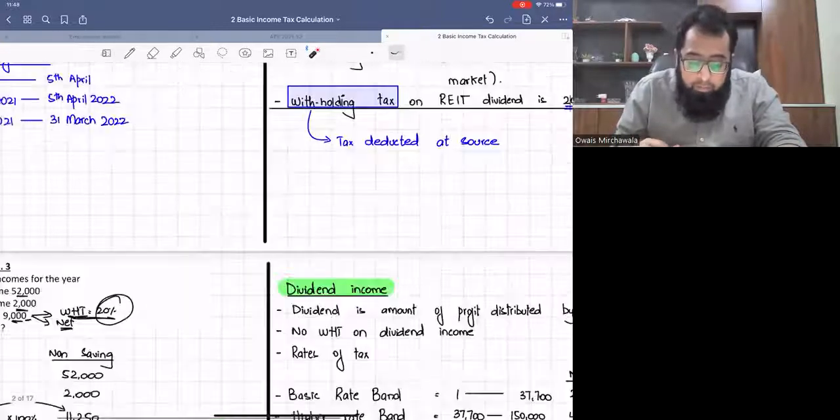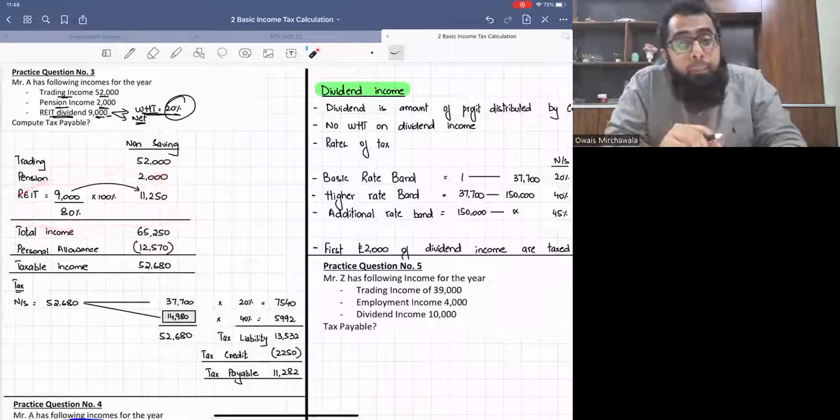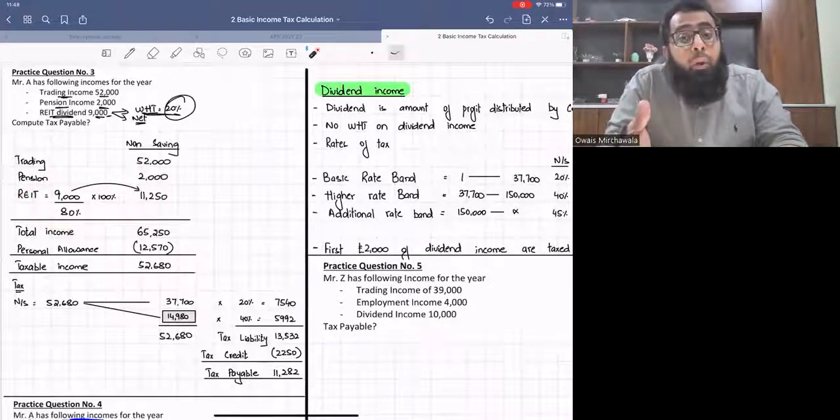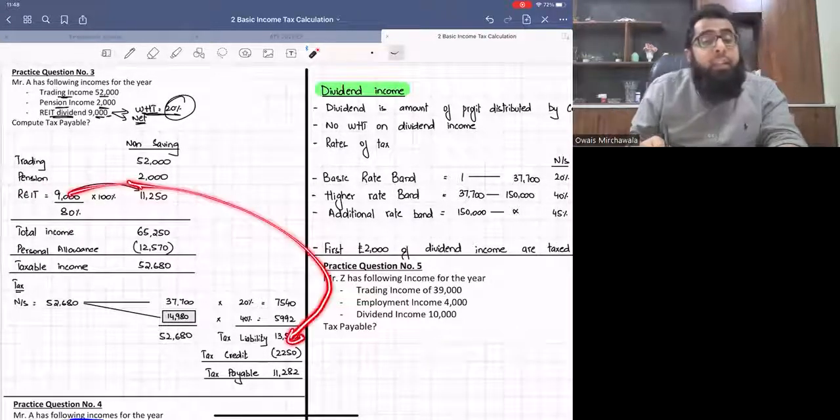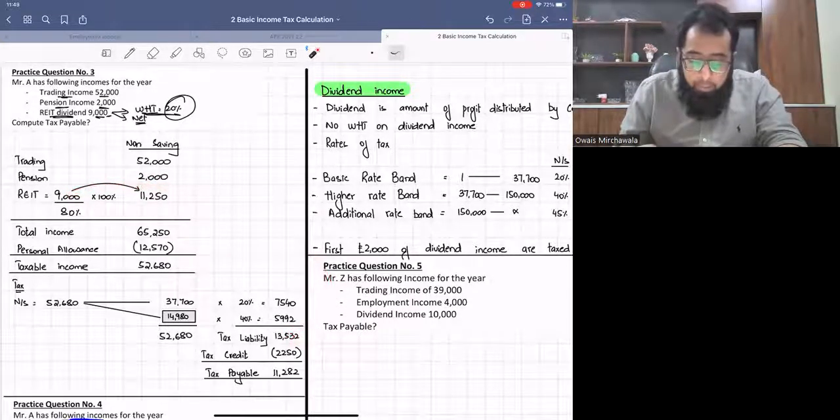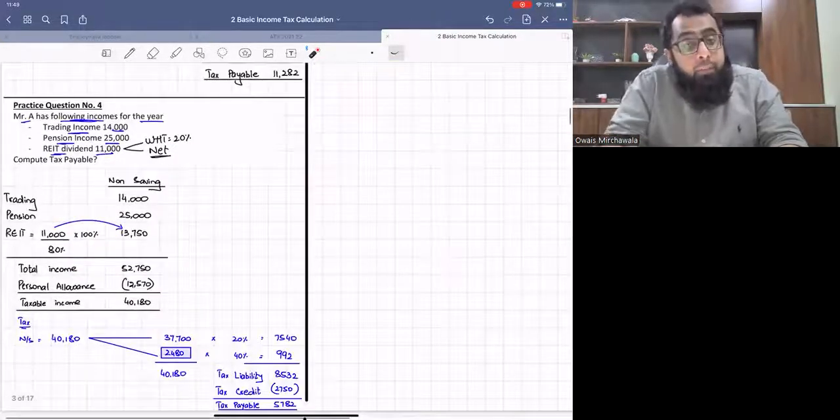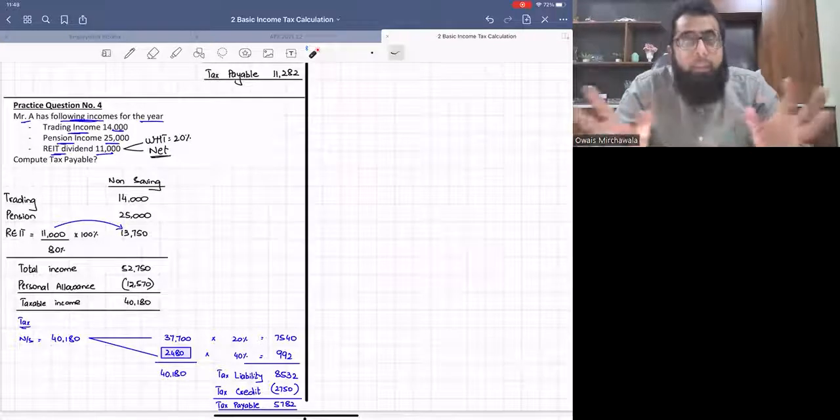Now, how does this advanced tax work? We gross up the income. We tax the grossed income, and the advanced tax paid is adjusted in the liability. I hope that it is pretty much clear. Okay? Is it clear?